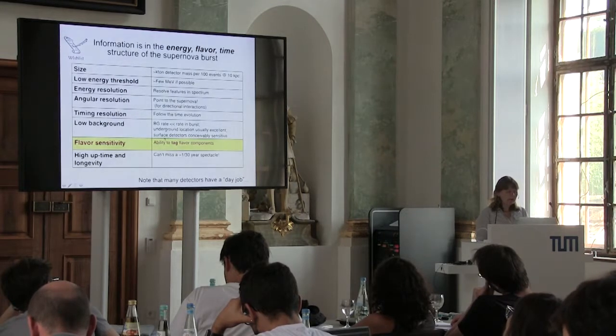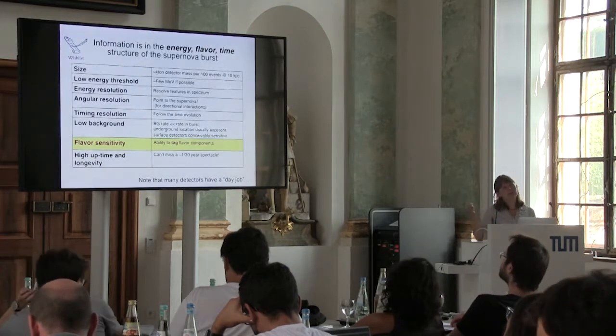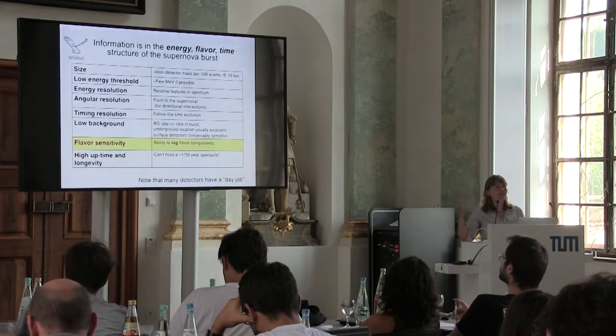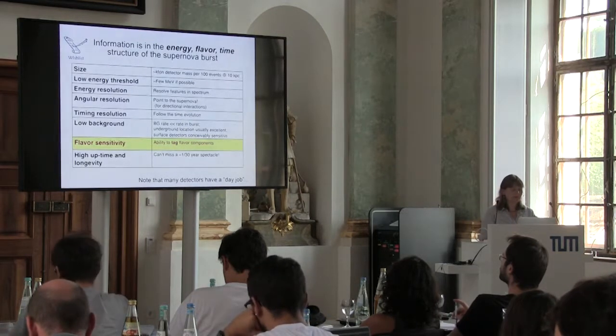The one I've highlighted here, which is really important for the physics, is you want to be able to tag the flavor components, by which I mean if you get a neutrino interaction, you want to know what flavor it came from. You want to know what the flavor of neutrino was that created that particle. And that experimentally can be relatively challenging.